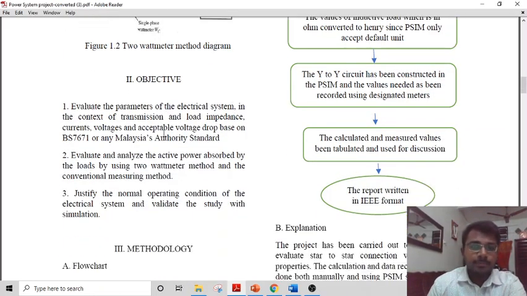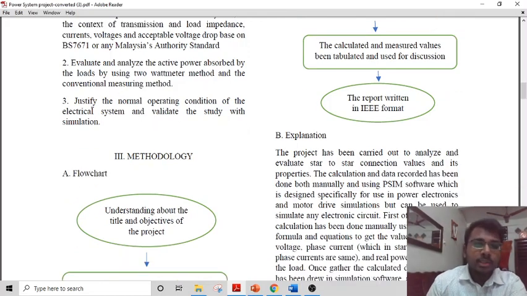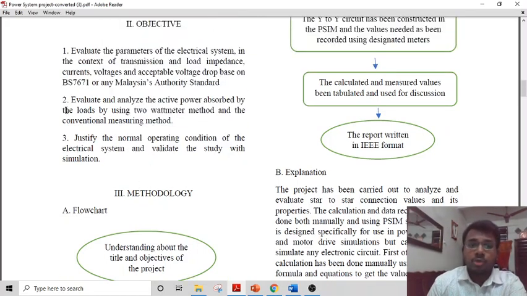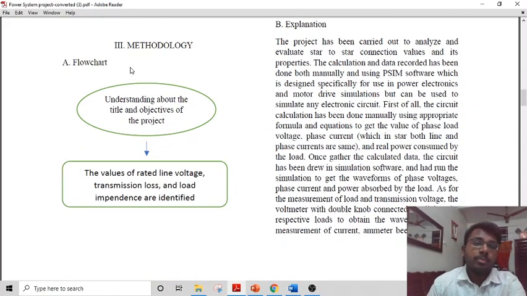Regarding our objective, the primary objective is to evaluate the parameters of the electrical system in the context of transmission and load impedance, currents, voltages, and acceptable voltage drop based on BS 7671 or any relevant authority standard. Second, evaluate and analyze the active power absorbed by the loads by using the 2 watt meter method and the conventional measuring method. I explained about this earlier. The last one is to justify the normal operating condition of the electrical system and validate the study with simulations. At the conclusion, I will analyze all these things and explain that in detail.